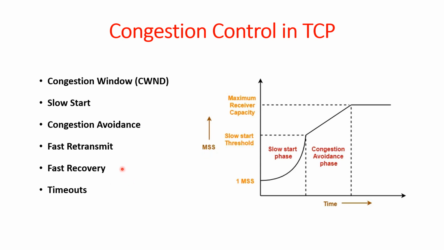After the fast retransmit, TCP enters fast recovery mode, where it temporarily reduces the congestion window but avoids going back to slow start. This allows for a smoother recovery and faster data transmission after a packet loss. If an acknowledgement is not received within a certain time frame, TCP assumes congestion has occurred and reduces the congestion window size. This helps the sender back off and reduce the traffic on the network.